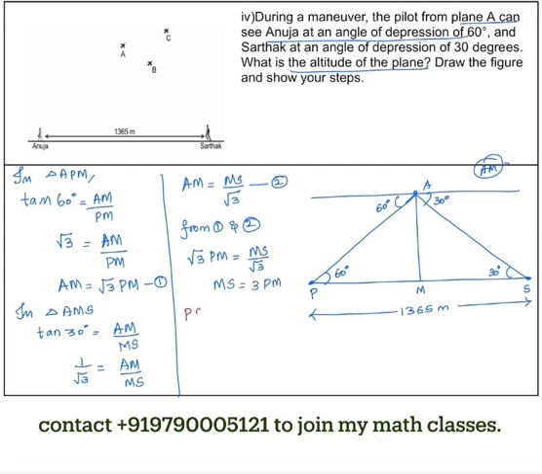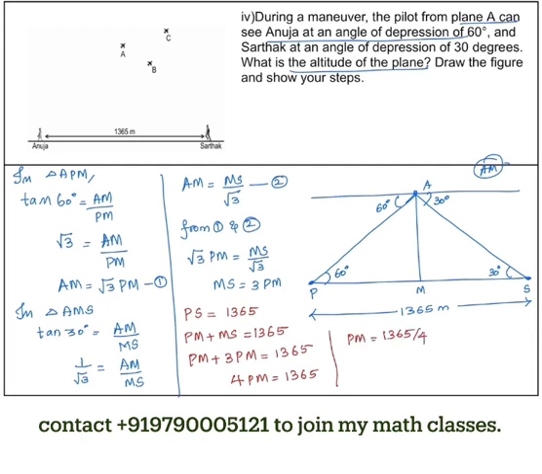Given that the distance between Anuja and Sarthak is 1365, this can be written as PM plus MS is equal to 1365. PM plus MS can be written as 3 times PM plus PM, which is 1365. 4 times PM is 1365. That is, PM is 1365 upon 4, which is 341.25 meters.